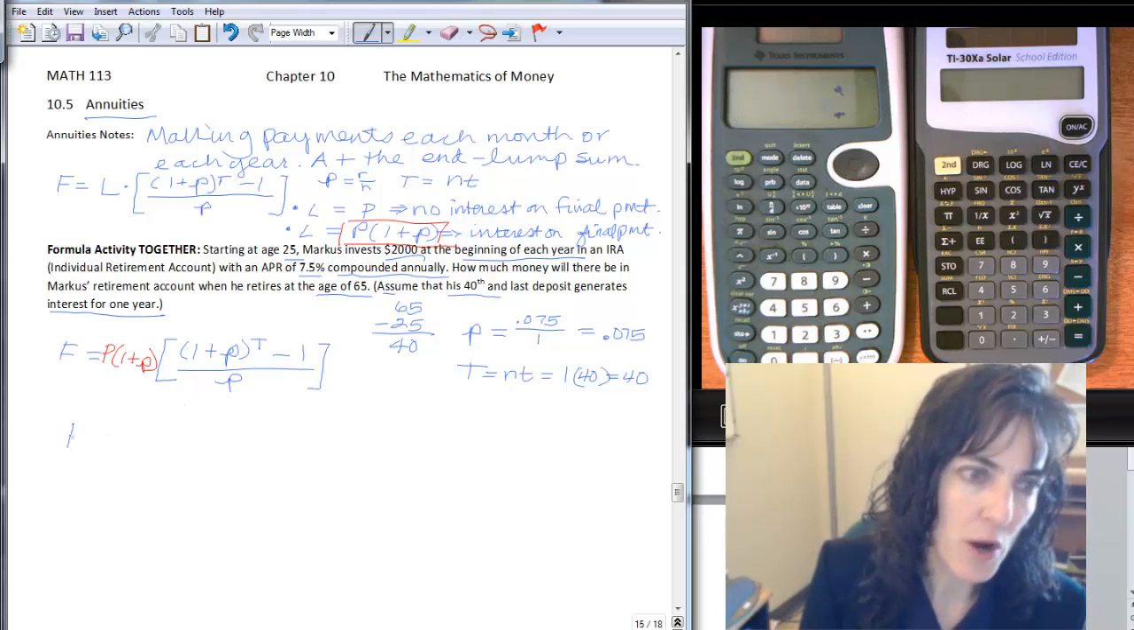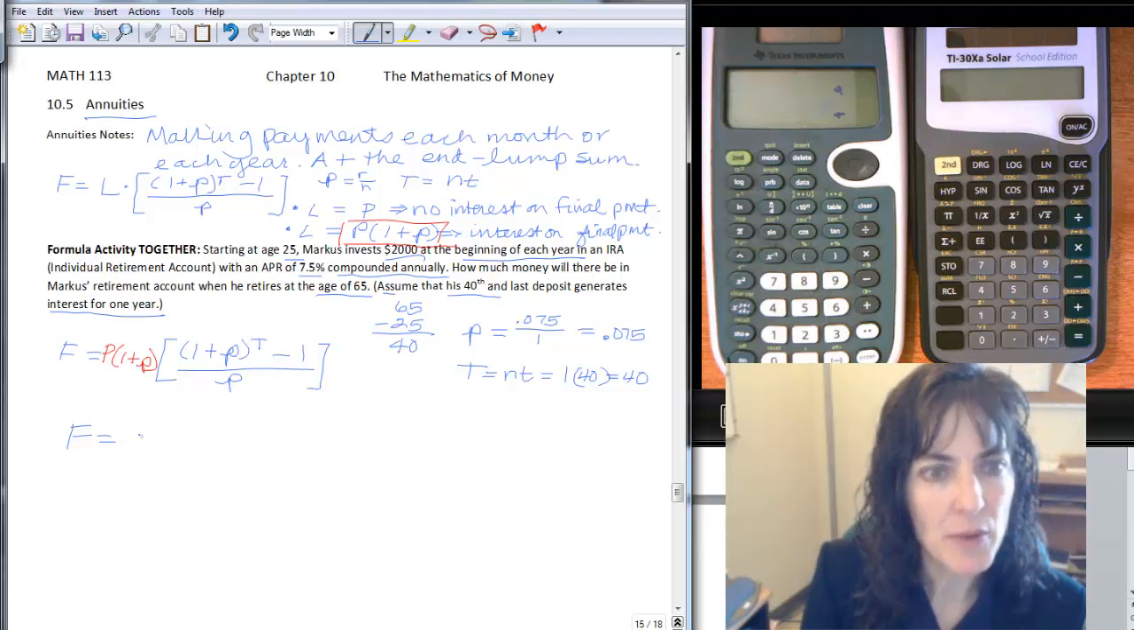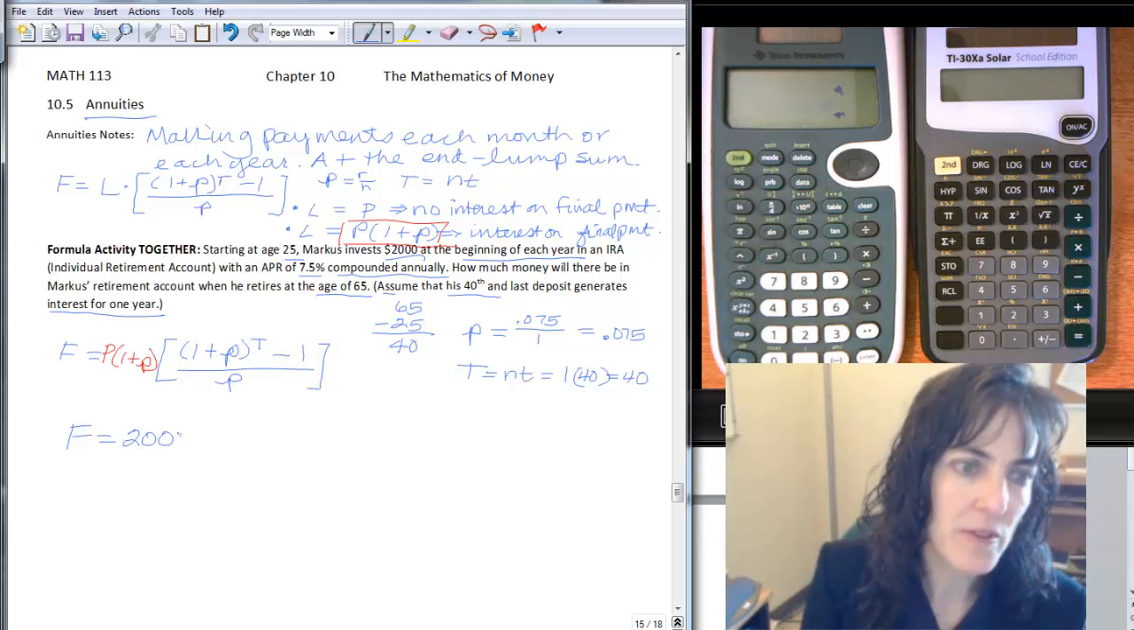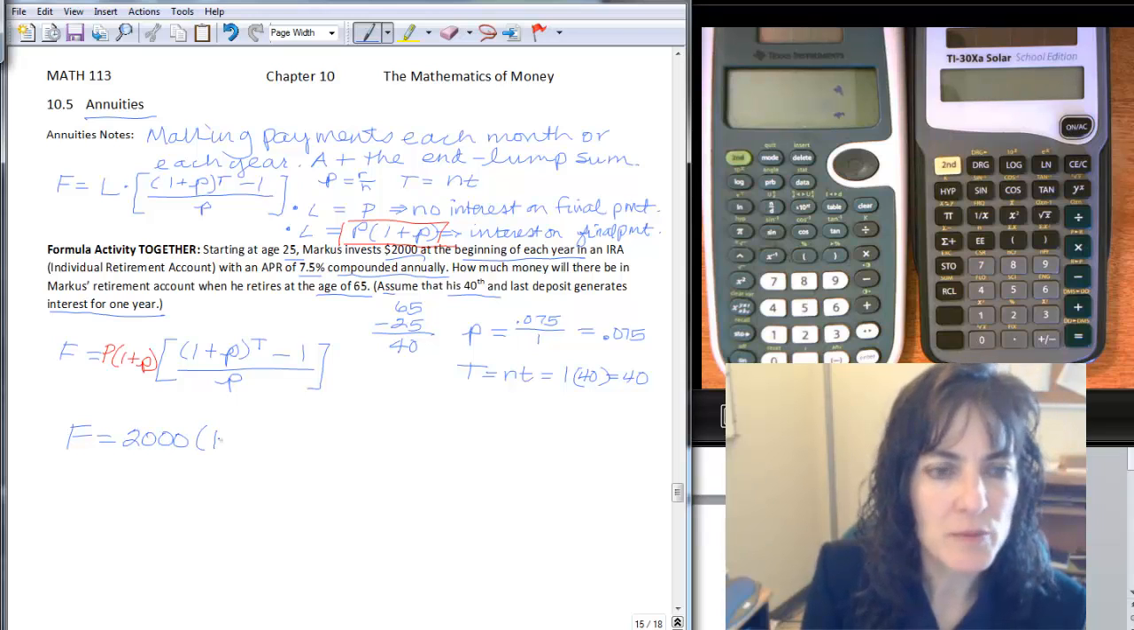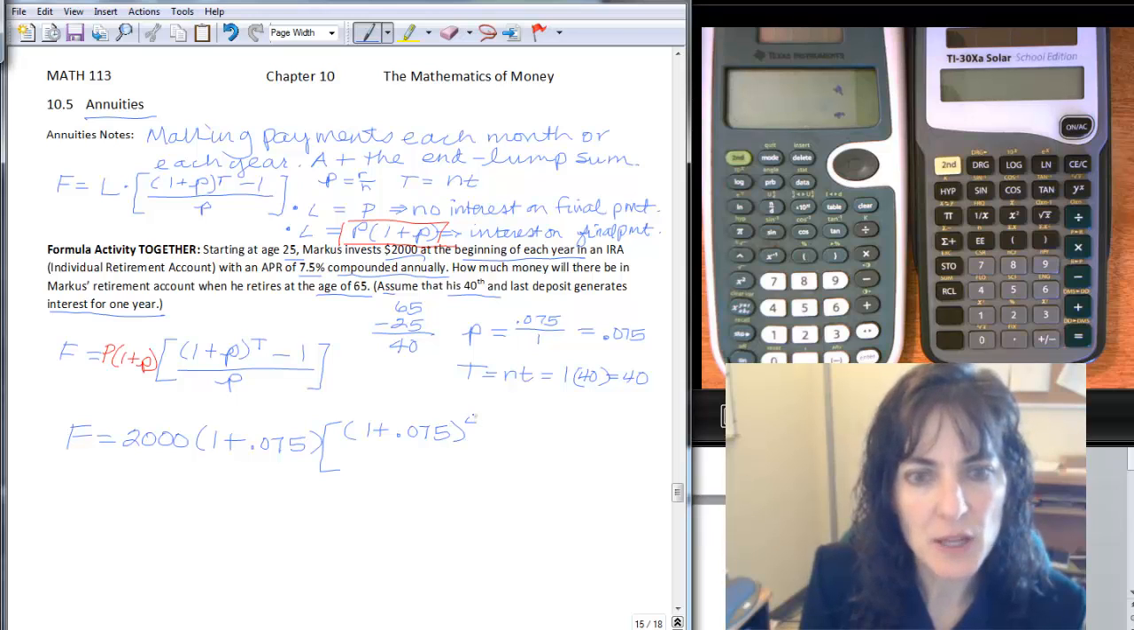So back to this problem, we have F equals my capital P, that's the payment amount, how much he's depositing, and that's the $2,000 that he's starting with, times 1 plus my little p, which is 0.075, and then my big bracket, and I have 1 plus the little p again, 0.075, raised to the capital T, which is the 40, minus 1, all of that over little p, which is 0.075.